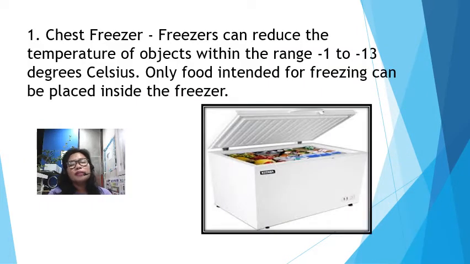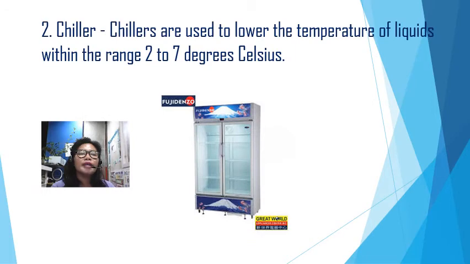So number 1 is the chest freezer. The freezer can reduce the temperature of objects within the range of negative 1 to negative 13 degrees Celsius. Only food intended for freezing can be placed inside the freezer. So this is the freezer here. That's number one.